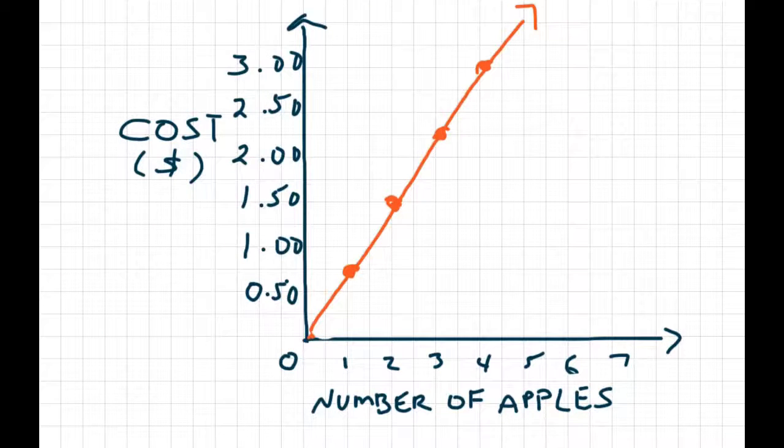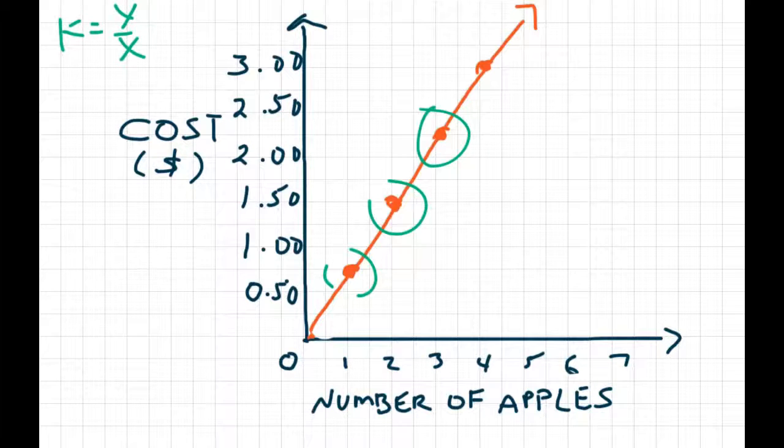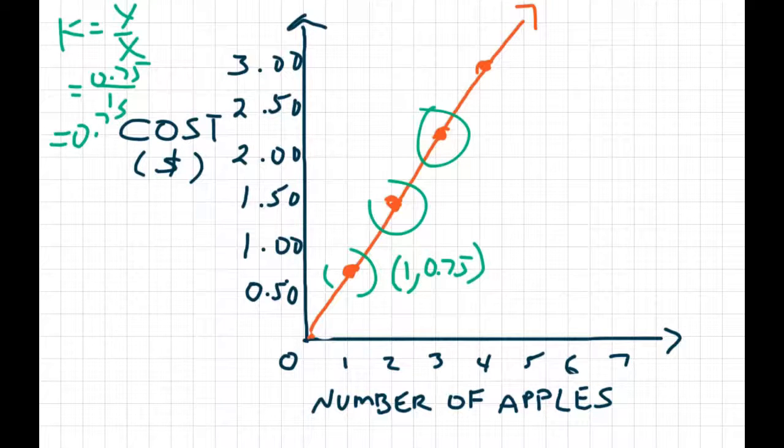Now, I could also double check this by making sure that my constant of proportionality is the same for each one of these points. I'll just take a look at those first three. So once again, remember we learned that K equals y over x. So this point right here is 1 comma 0.75. So I could do 0.75 over 1, which is 0.75.